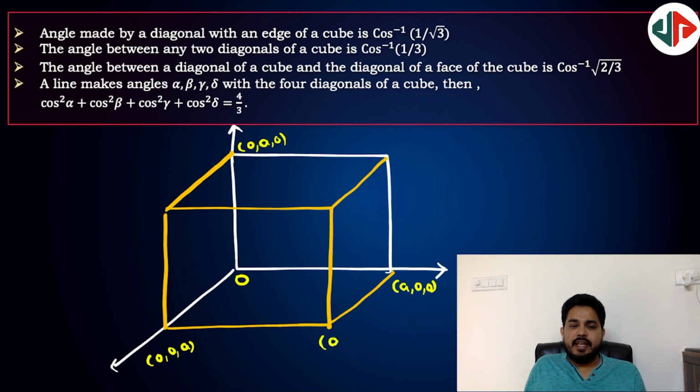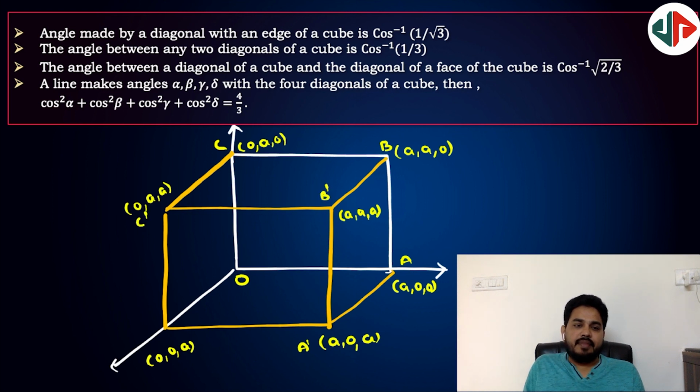Then this point is a comma 0 comma a, because this is the xz plane, and this point is a comma a comma 0. This is 0 comma a comma a, and this point is a comma a comma a. So this is the cube. If I write O A B C, and when it comes forward, this will be A prime, B prime, C prime, and this is O prime.